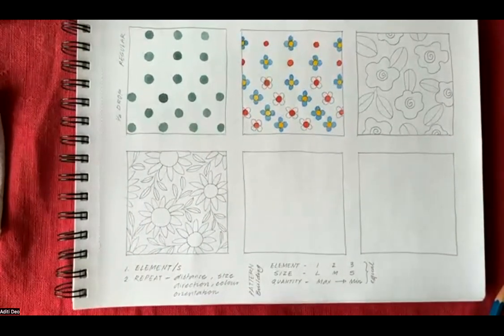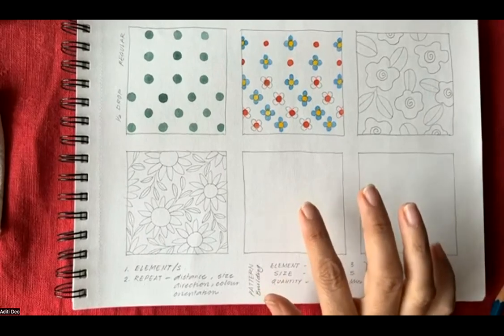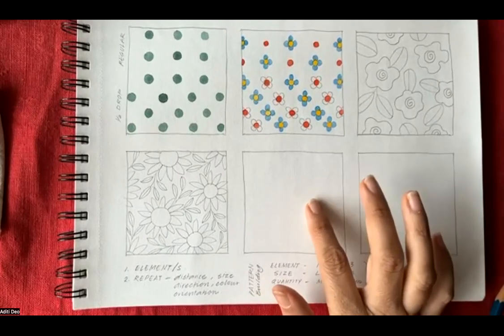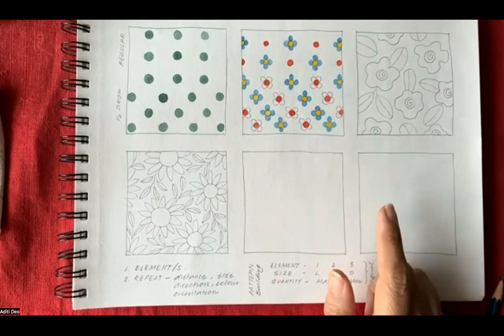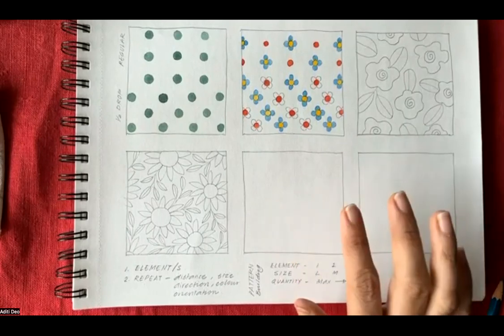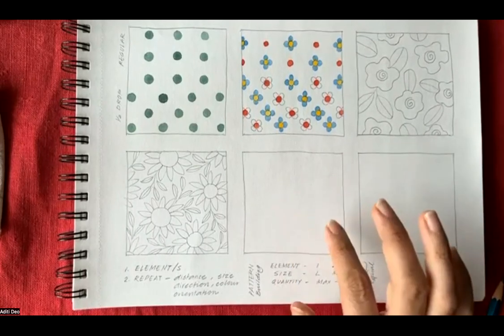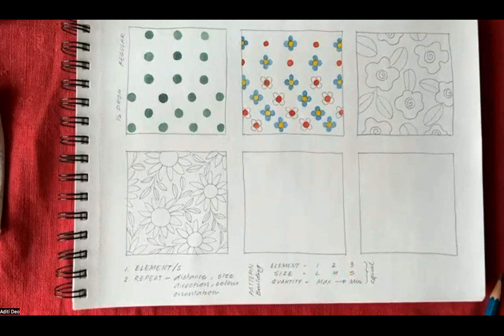Okay, are you getting this? Now, would you like to draw one pattern of your own? Choose a flower design, a leaf design, and maybe just leave room for some dots.